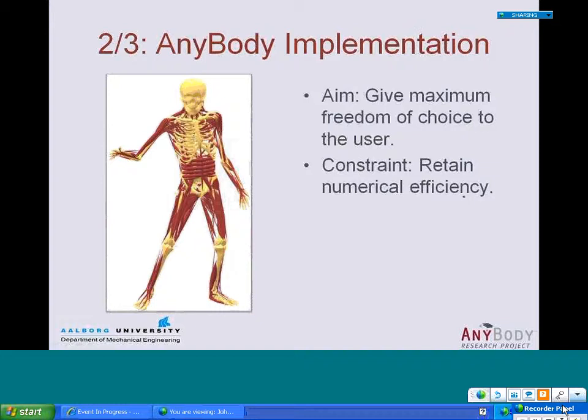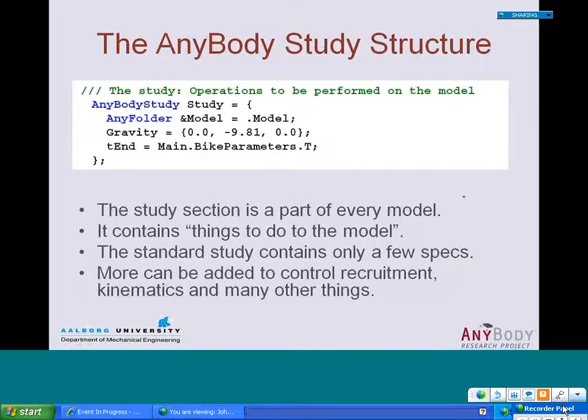Now, AnyBody models are programmed in a programming language called AnyScript, and inside the AnyScript model, you can find a section called the study section, and that's the one that you see highlighted here at the top of the screen. The AnyBody study is basically a specification of things that you can do to your model. So you can imagine that you have one section, which is by far the biggest one of the whole model, which is the description of muscles and bones and joints and so on. And then you have another separate section, which is the study, that contains various operations that you can do to the model. The basic version of the study is very, very simple, and it simply looks like what you see here. There are just three statements in this study, and that's actually all that you have to define in order to do a basic set of analysis with the AnyBody modeling system.